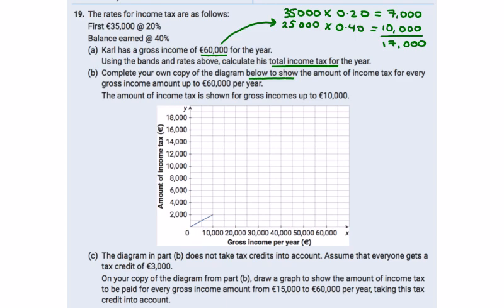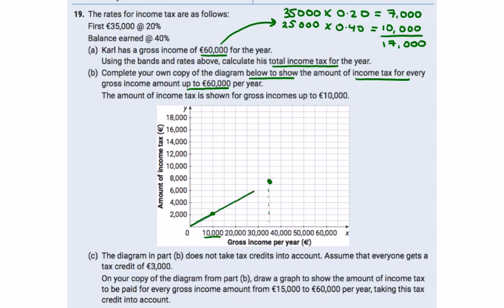Put this in your copies to show the amount of income tax for every gross income amount up to 60,000 per year. We can see here the graph is started. So if we earn 10,000, we pay 2,000 tax, 20%. That'll be right. So up to 35,000. So this is 35,000 along here. We're going to be paying 7,000 tax, which is in here.